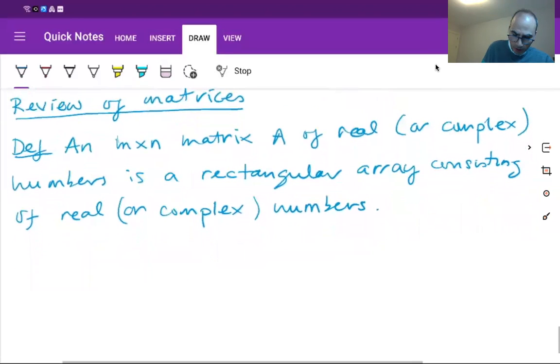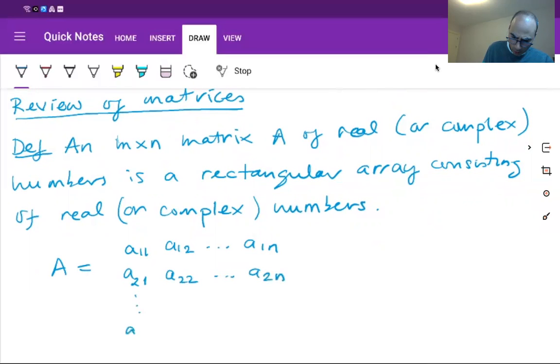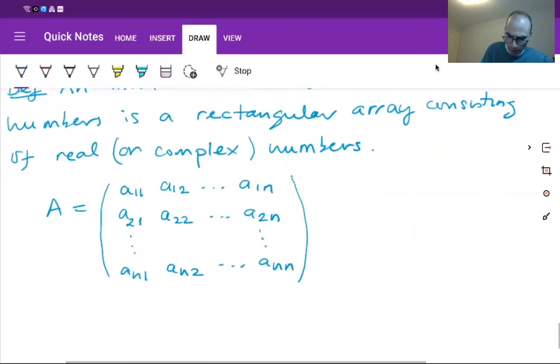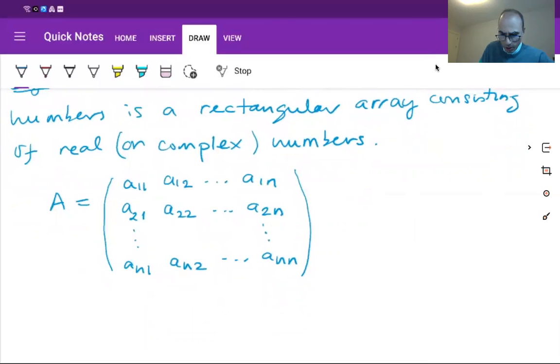Okay, so by that we mean that A is some array of numbers. So it's like this. We have A11, A12 to A1n, A21, A22, up to A2n, and up to AN1, AN2 to ANN. So this is our rectangular array of numbers, and we'll enclose it in large parentheses. So this is what a matrix is. A matrix is an array of numbers of this form.